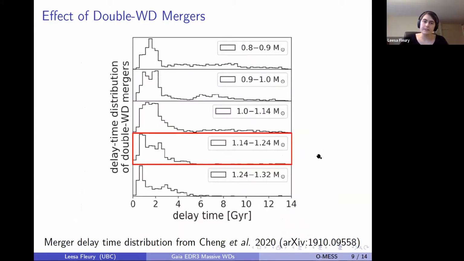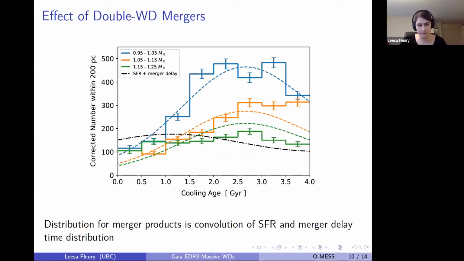So I use the delay time distribution from Chung et al. 2020. These come from binary population synthesis results and are available for a mass bin very similar to what I'm interested in, and convolve that with the star formation rate. And that produces this black line that's again normalized to 3 gigayears. In this plot, I show the empirical distributions according to the best fit models from the previous analysis for the different masses. And these dashed lines of the same color are just the star formation rate normalized to 3 gigayears. And so we see the effect of merger products to push this peak from the star formation burst to earlier cooling times.